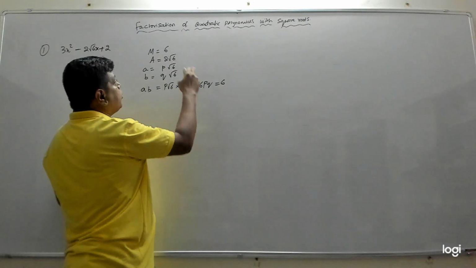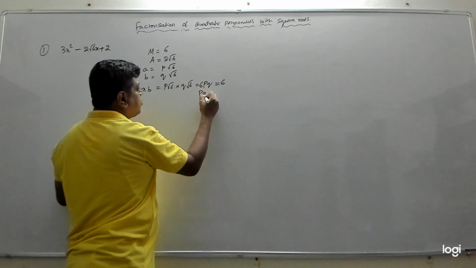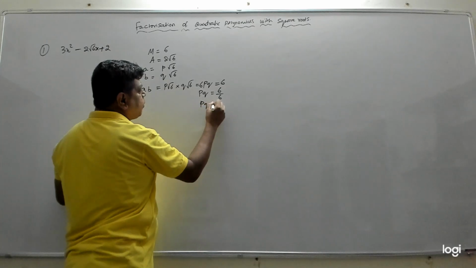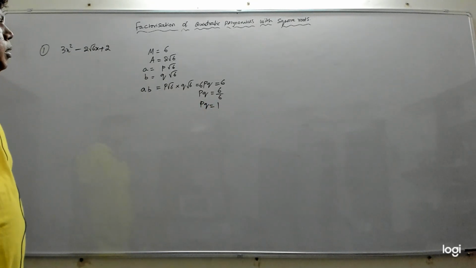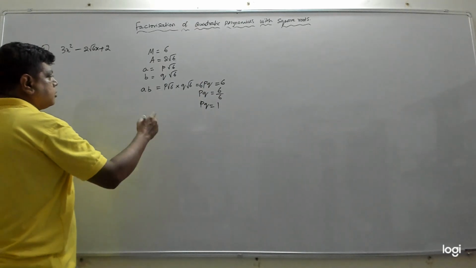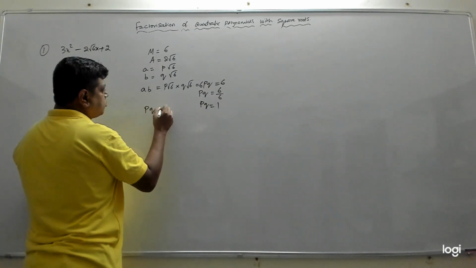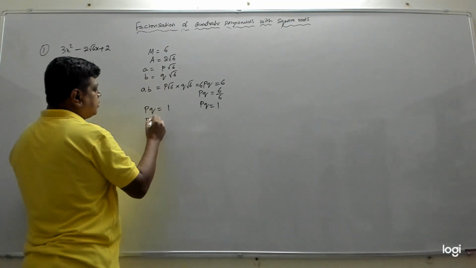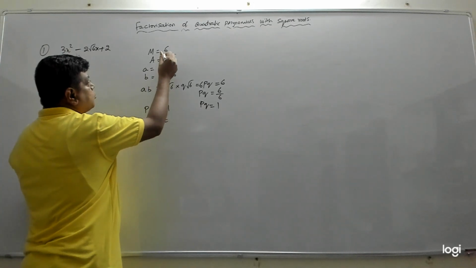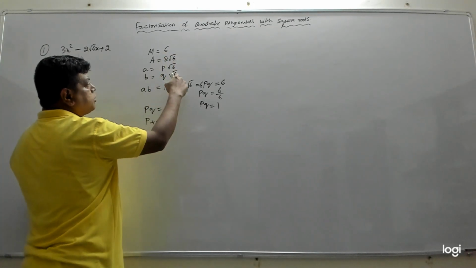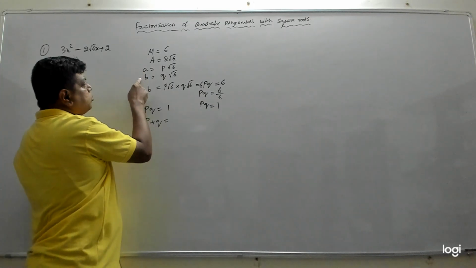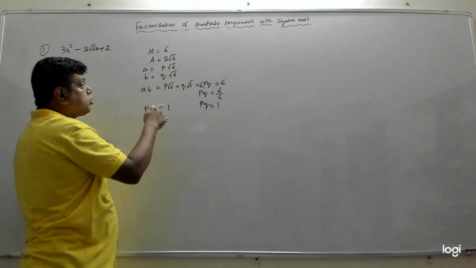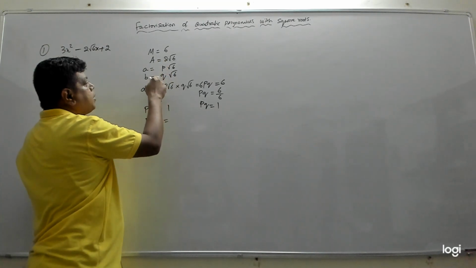So 6 pq should be equal to 6, which means pq should be equal to 6 by 6. The 6 will come down, so pq should be equal to 1. When I multiply p and q, I should get 1. And the same p and q, if I add p plus q, I should get this 2, only 2, not root 6, because the root 6 will come when you add a and b, which is p root 6 plus q root 6, giving 2 root 6. But what should p and q be so that I get 2 when I add p and q?